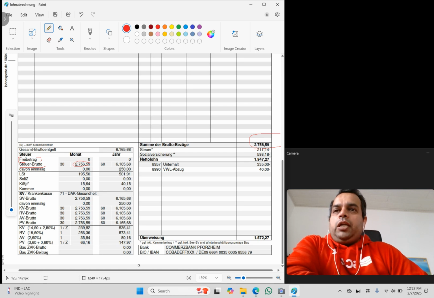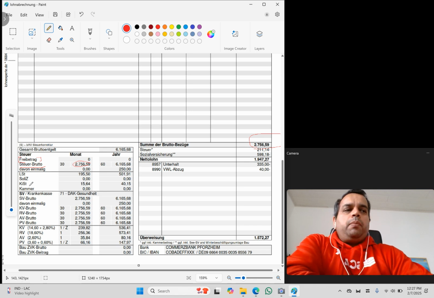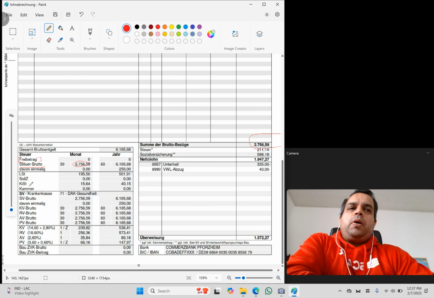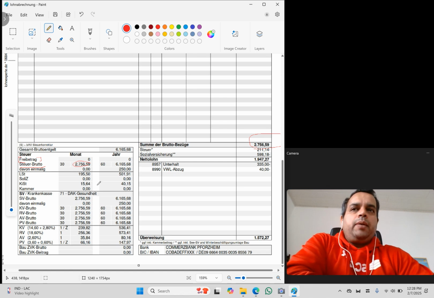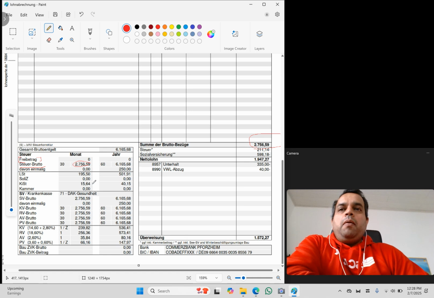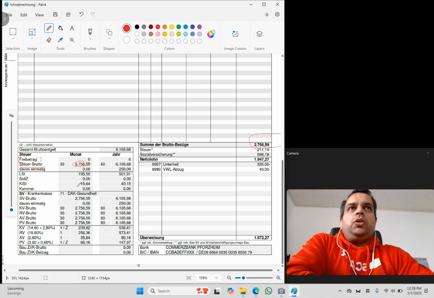Then you have a Kirchensteuer. So if you are a member of a church, some part of your salary or some tax you need to pay. This is some percent of the income tax itself. I think it is 3%. I'm not sure, but it will be around about 3% of the income tax that you pay. But this applies only if you are a member of a church or if your religion is Christianity.